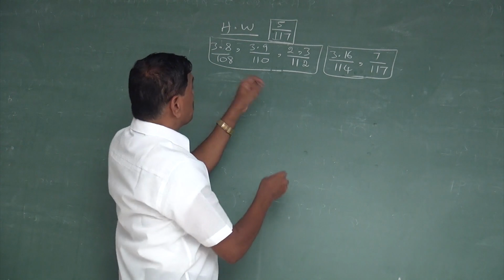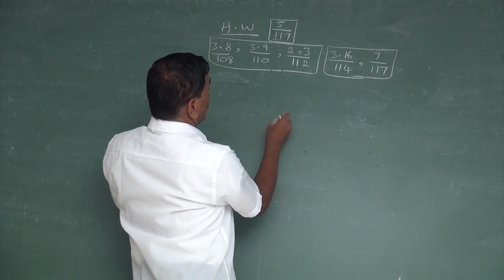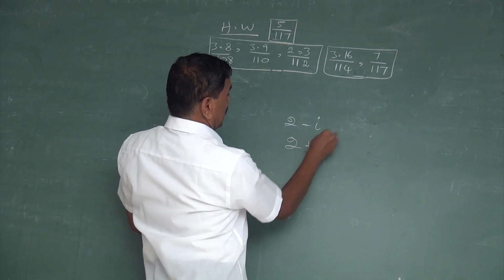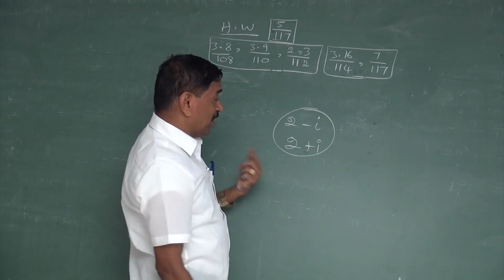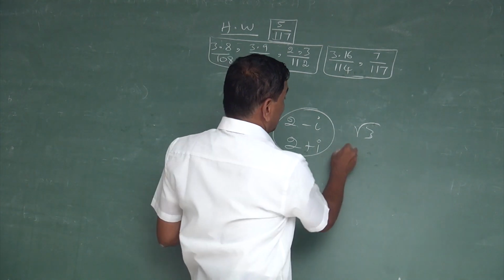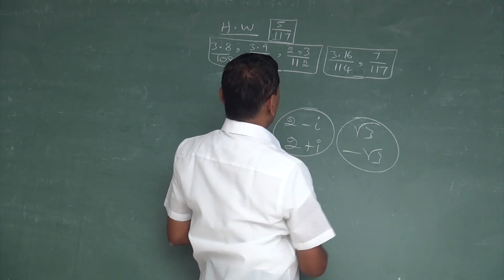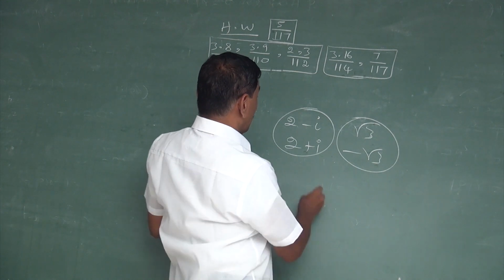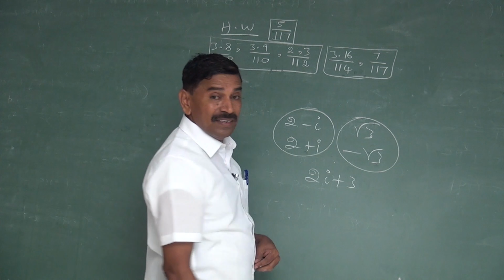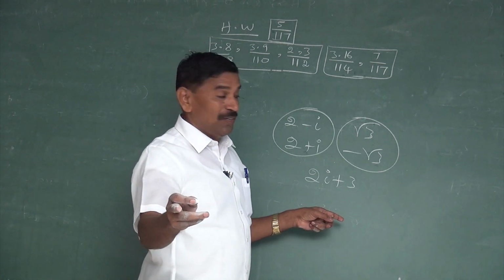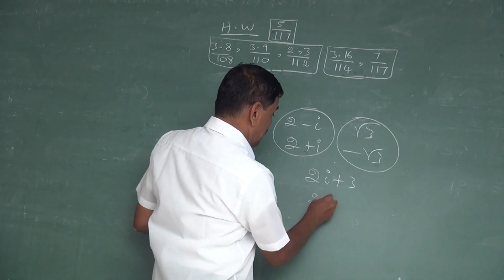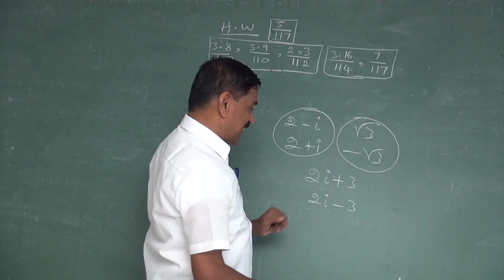The tip for homework is, for example, if one root is 2 minus i, then the other root is 2 plus i. It is one idea. Can you tell me, if one root is root 3? Very good. Minus root 3. If one root is root 3, the other root is minus root 3. Okay. Can you tell me, if one root is 2i plus 3, what can you tell me about the next root? 2i minus 3.